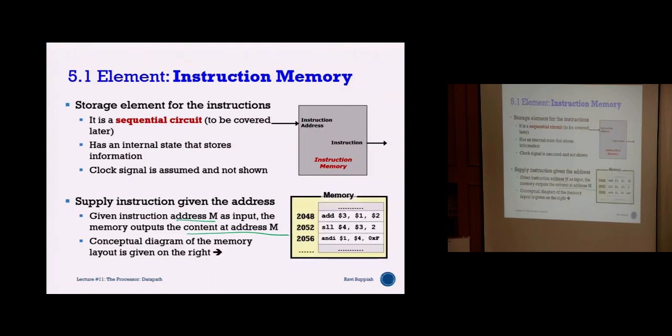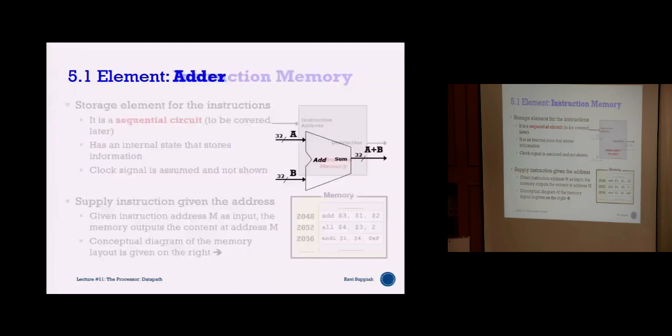So if I say that this is instruction memory, in each address I'm storing an instruction. Example like this. In each address, I store an instruction which is 32 bits long. And that is how you view instruction memory.